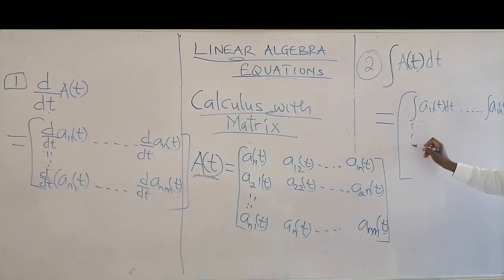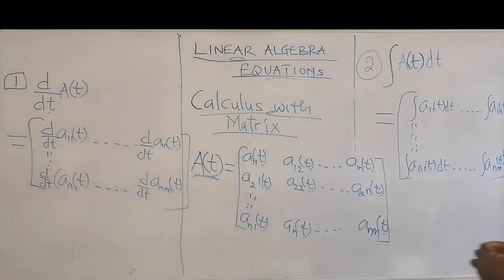Then you can come here. Let's omit some values. So we can get the last row. That will be the integral of An1 as a function of t dt, and then it goes on like that to the last one, which is the integral of Anm as a function of t dt. So that's that. Let's see particular applications of this calculus with matrices.